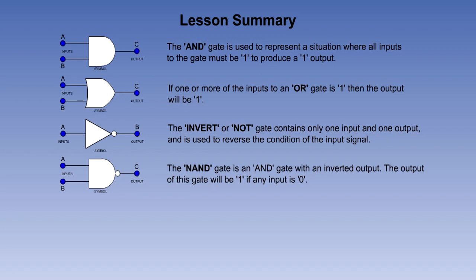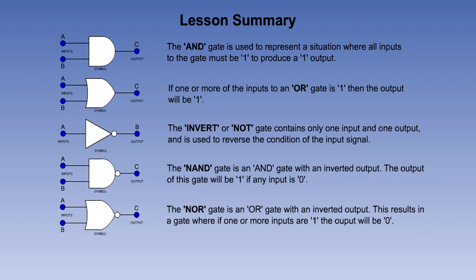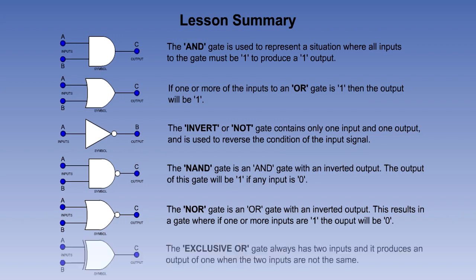The NOT AND or NAND gate is an AND gate with an inverted output. The output of this gate will be 1 if any input is 0. The NOT OR or NOR gate is an OR gate with an inverted output. This results in a gate where if one or more inputs are 1, the output will be 0. The exclusive OR gate always has two inputs, and it produces an output of 1 when the two inputs are not the same. That is to say, for an output of 1, one input must be 1 and the other 0.